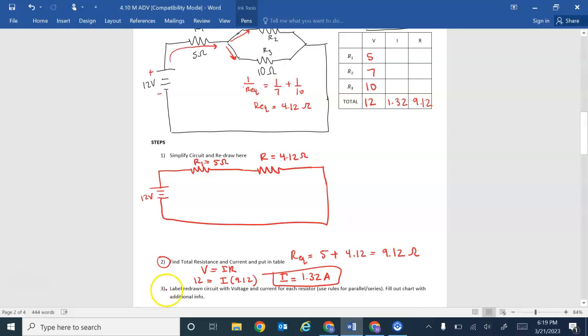Now we're going to go to step 3, which is to label the redrawn circuit with voltage and current for each resistor using our rules for parallel and series, and then we'll fill out the chart with additional info.